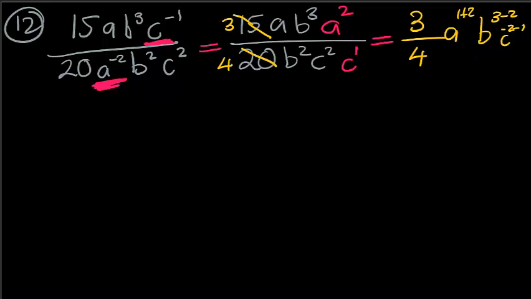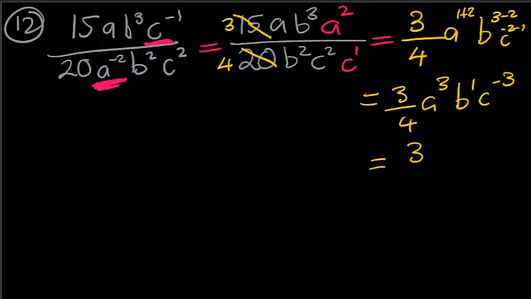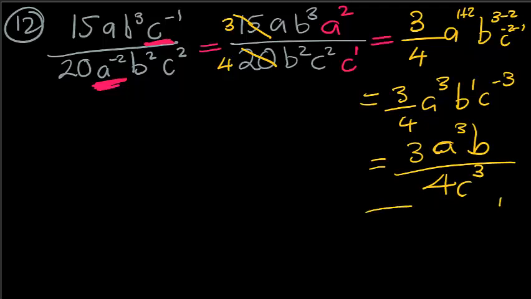Minus 2 minus 1. So what do I have as my answer here? I've got 3 over 4, a^3, b^1, c^-3. What does that mean? It means that I've got a numerator of 3a^3 b over 4c^3. That is my final answer. That is one way of doing it. I'm going to look at a second way of doing it.